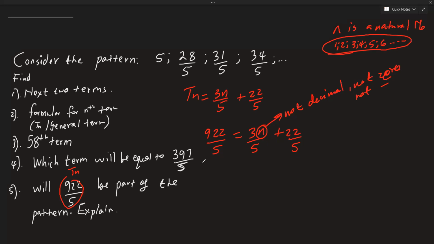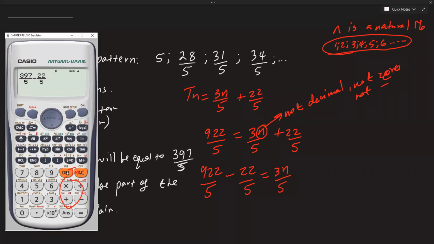Sharp. So let's solve now. Obviously we're going to have 922 over 5. This must come this side to minus. So we're going to have minus 22 over 5, which gives us 3n over 5. Right. And then let's press a calculator and see how much we're going to get here. I have 922 over 5 minus 22 over 5, which is 180, okay? So I have 180 equals 3n over 5.